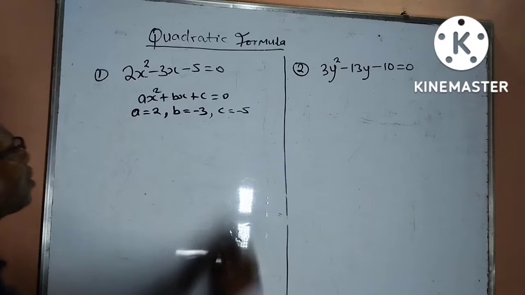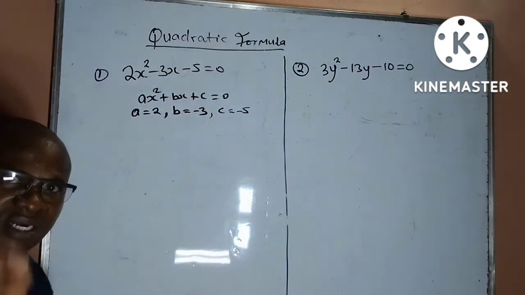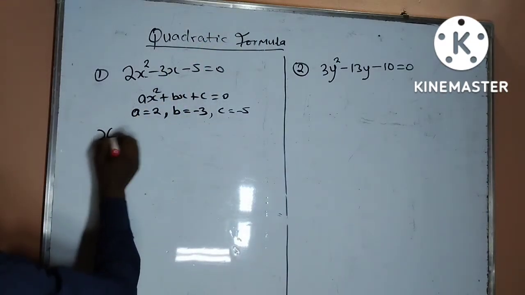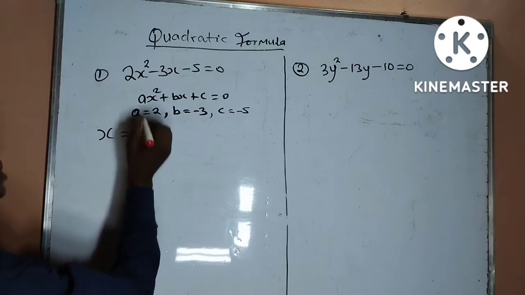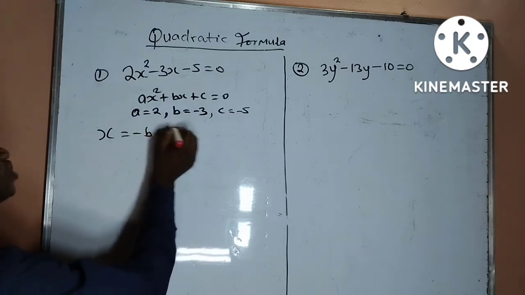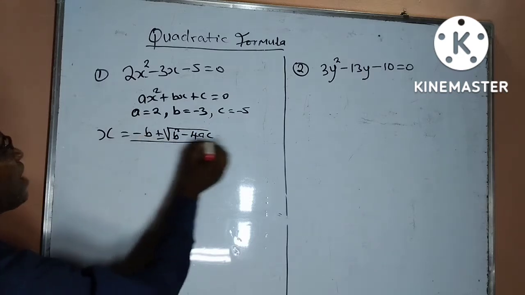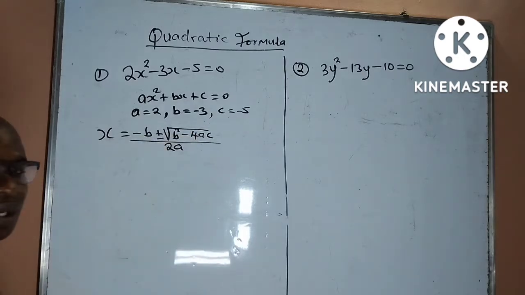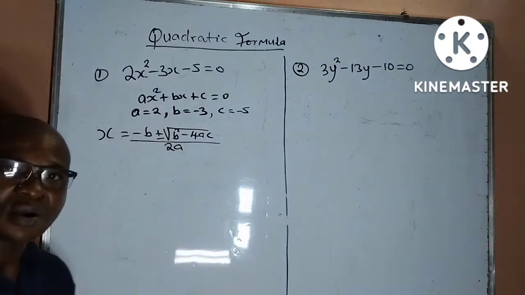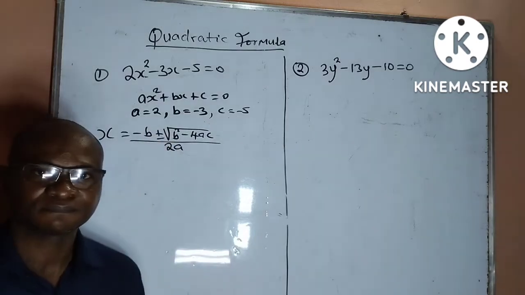Then we have what we call the quadratic formula. That quadratic formula says that to find x, it is equal to minus b plus or minus the square root of b squared minus 4ac, everything all over 2a. This is what we call the quadratic formula.